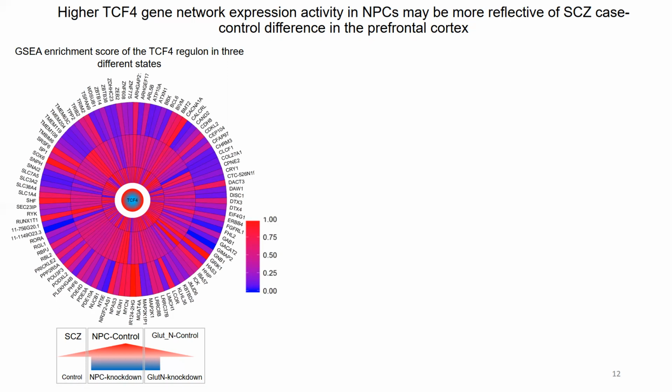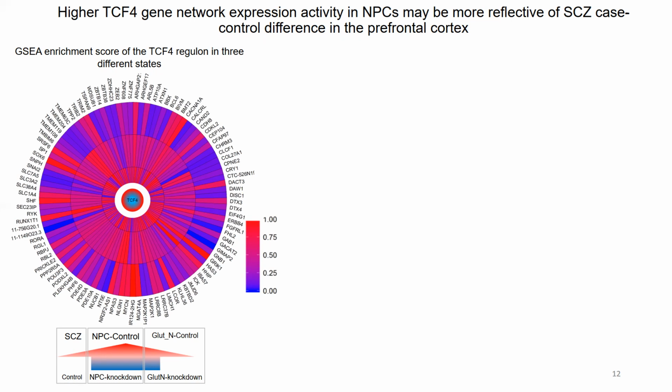Toward this end, we carried out simple gene set enrichment analysis, or GSEA, on the CMC data, as well as the TCF4 knockdown RNA-seq data in NPCs and glutamatergic neurons. Now, we found that the schizophrenia case-control expression differences of the TCF4 regulon in the CMC data, which was generated from the dorsolateral prefrontal cortex in the brain, appeared to be more correlated with the TCF4 regulon expression changes upon TCF4 knockdown in NPCs than in glutamatergic neurons.